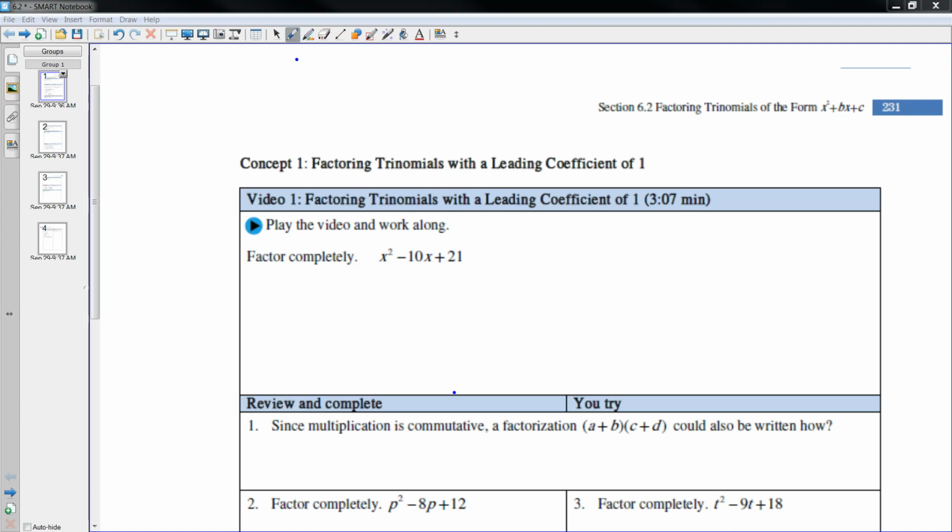Okay, today we're going to be factoring trinomials with a leading coefficient of 1. And so we're going to keep following the same steps that we've been following. I'm going to put them up here at the top of the page. The first step in any factoring problem is to look for a greatest common factor. And if you have one, you factor it out. Then our second step is to always ask ourselves how many terms.